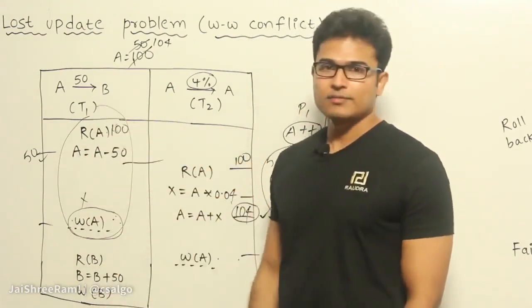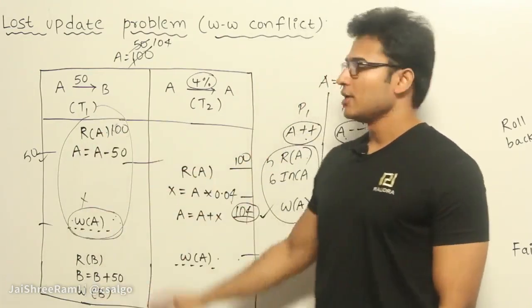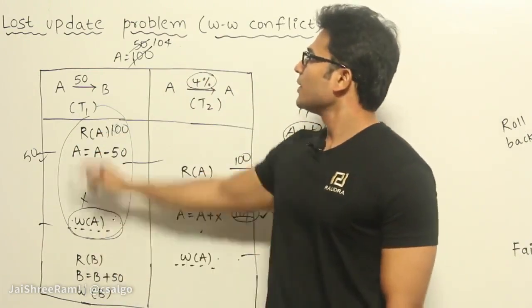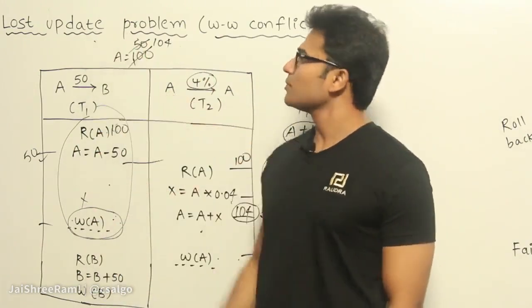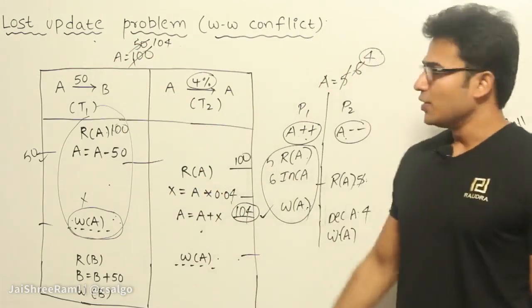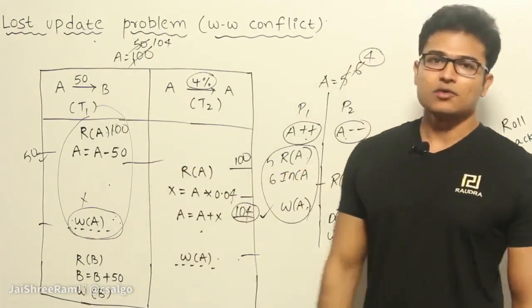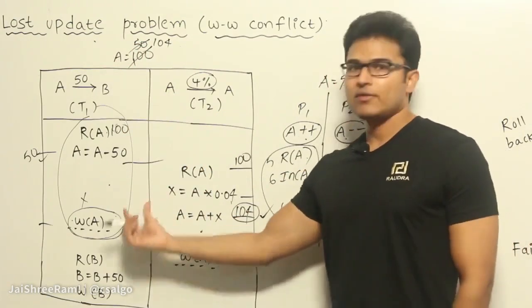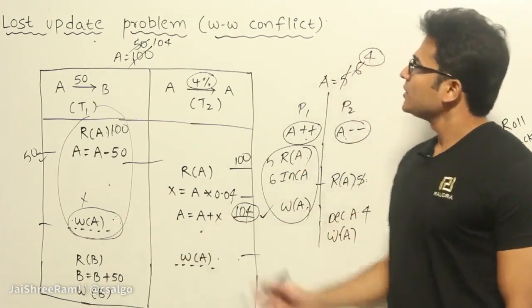Even if this has never happened, you are going to see the same value, which means this updation is completely lost. That is why the problem is called the lost updation problem. So you have to write the concurrency control mechanism in such a way that this problem will never arise. Okay, let's see the other problem.